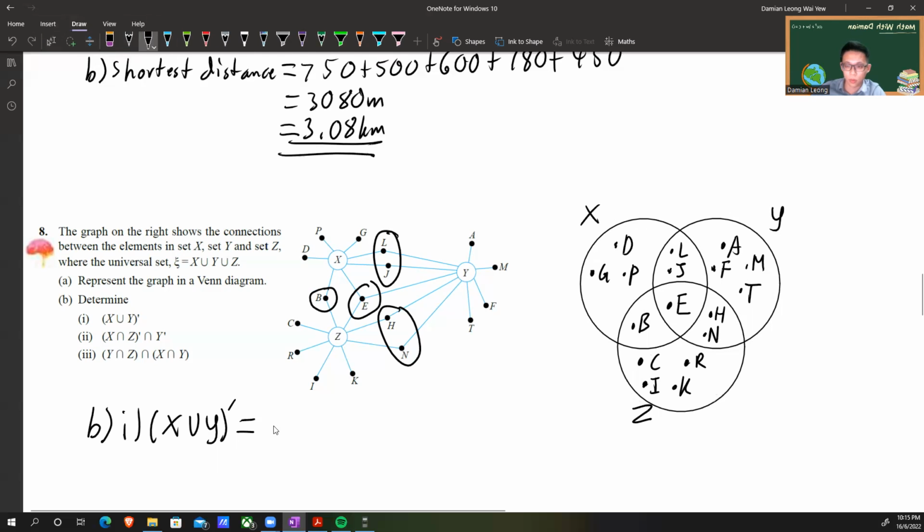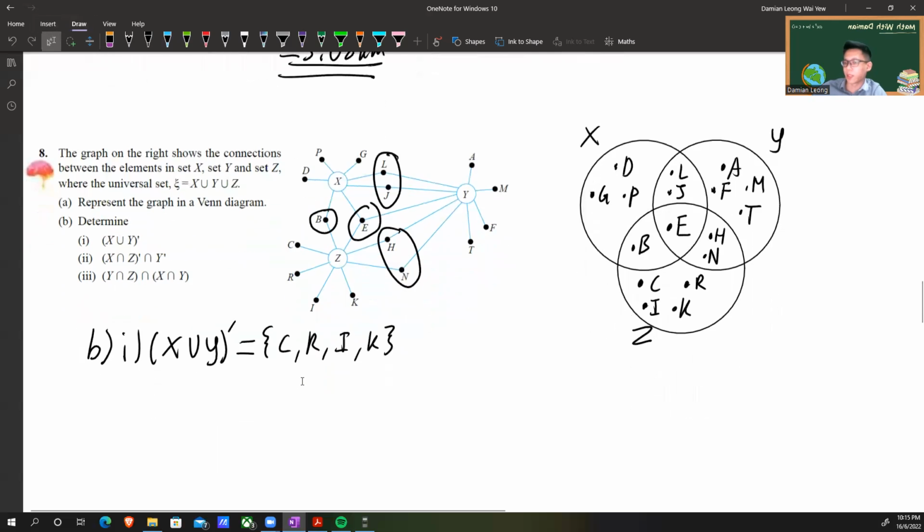So yeah, put in a set bracket: C, R, I, K. The order of the letters doesn't matter. You can put C-R-I-K, C-K-R-I, C-I-K-R. Doesn't really matter.